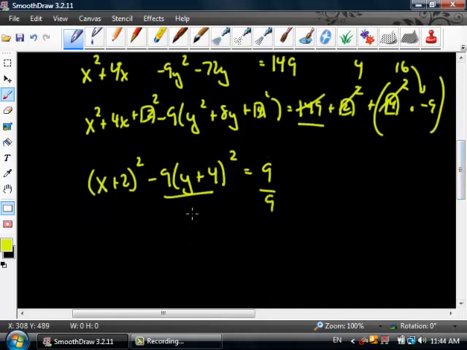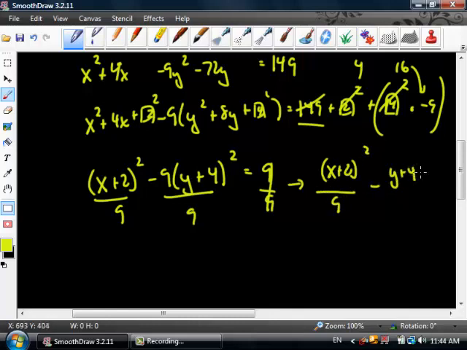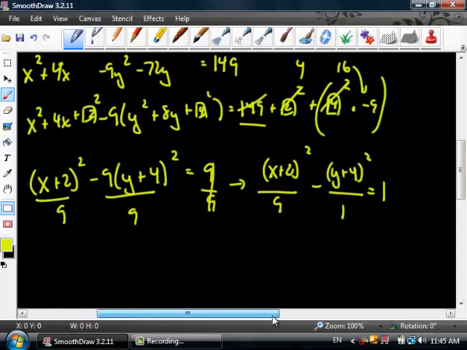After a while, if you do enough of these conic section problems, you start to develop a sense for like 9 times 16 and so on. You always end up getting perfect squares. That's kind of neat. So what you end up with is x plus 2 squared over 9 minus y plus 4 squared over 1 equals 1. From here, you have to identify all your parts.